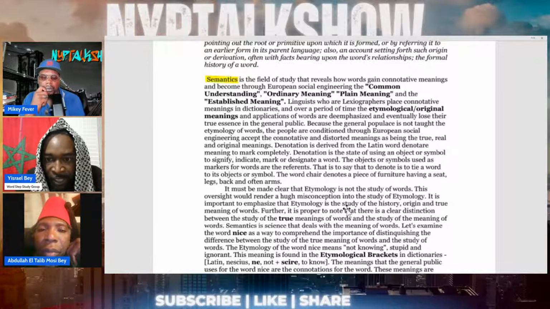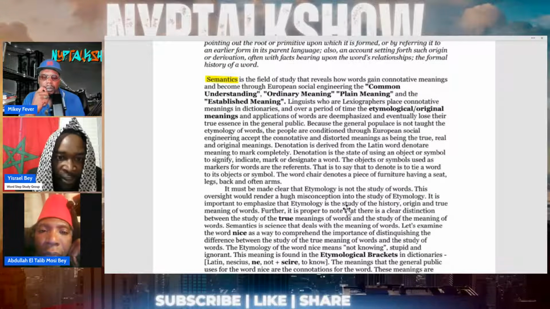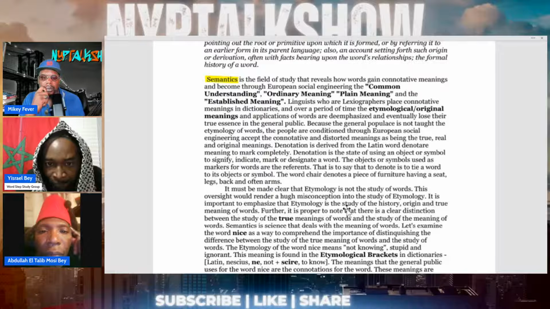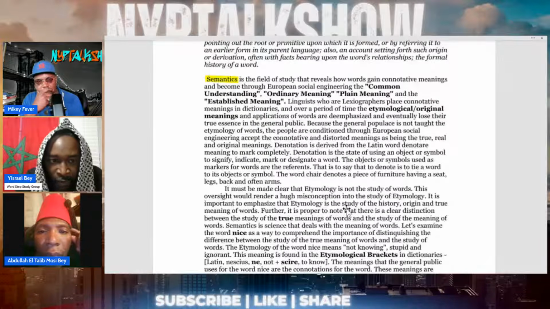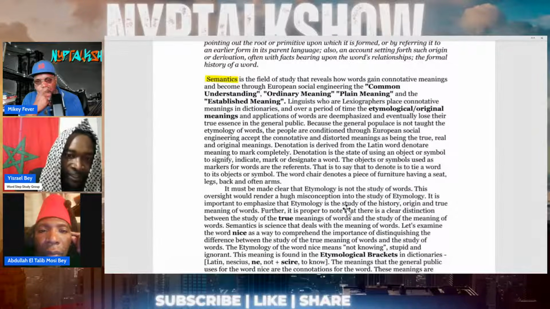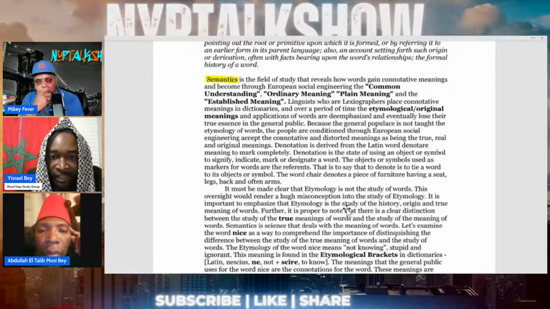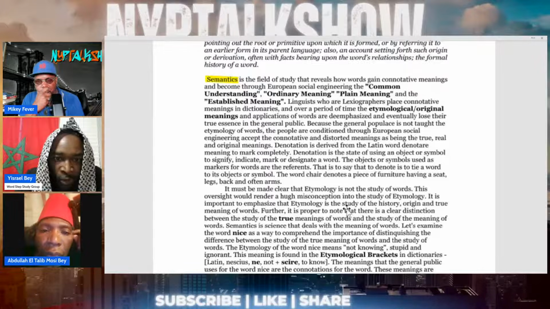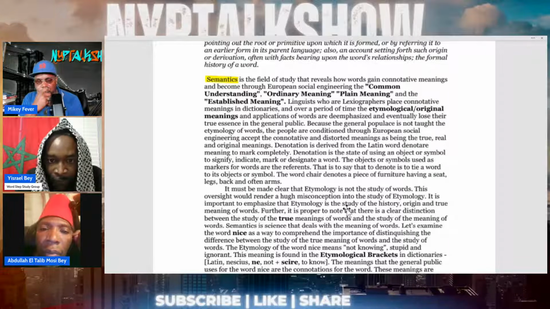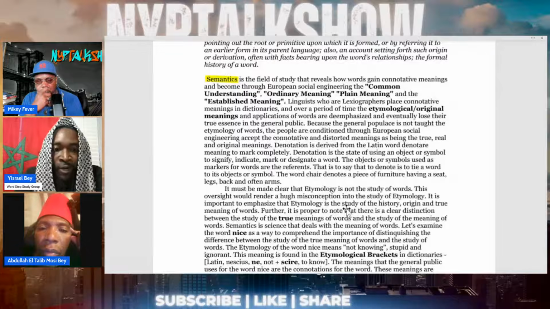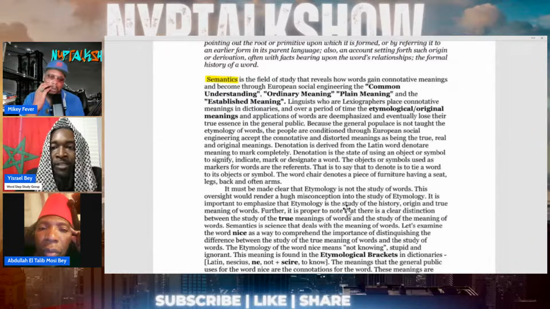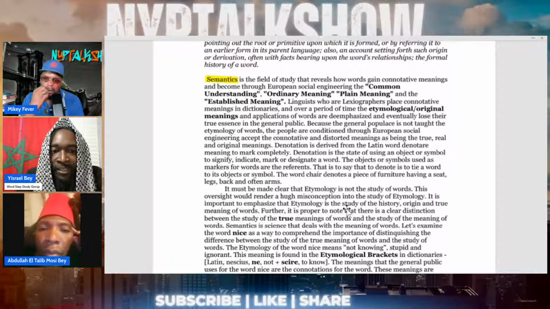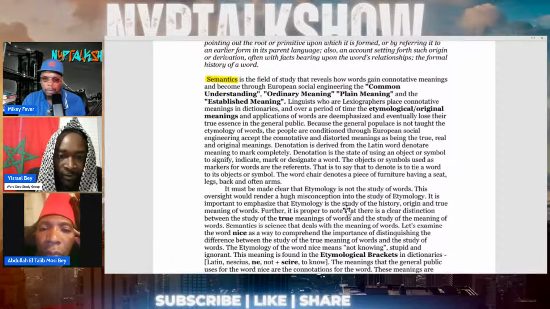Denotation is derived from the Latin word denotere, meaning to mark completely. Denotation is the state of using an object or symbol to signify, indicate, mark, or designate a word. The objects or symbols used as markers for words are the reference. That is to say that to denote is to tie a word to its object or symbol. The word chair denotes a piece of furniture, having a seat, legs, back, and often arms.